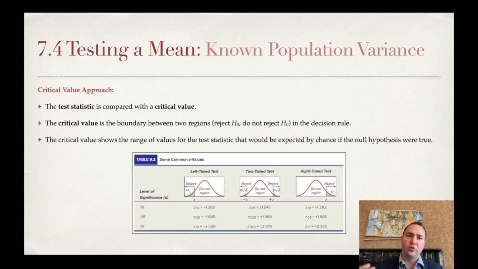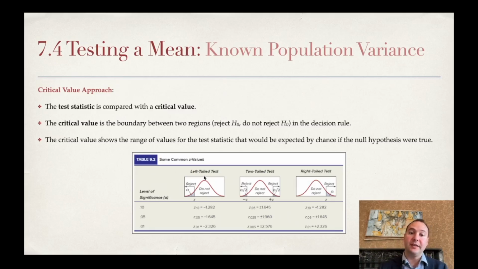Okay, so what is the critical value? The test statistic is compared with a critical value. The critical value is the boundary between two regions: reject the null hypothesis or do not reject the null hypothesis. The critical value shows the range of values of the test statistic that would be expected by chance if the null hypothesis were true. In the critical value approach, what we're testing is whether our calculated test statistic is more extreme, either more positively extreme or more negatively extreme, than a critical value.